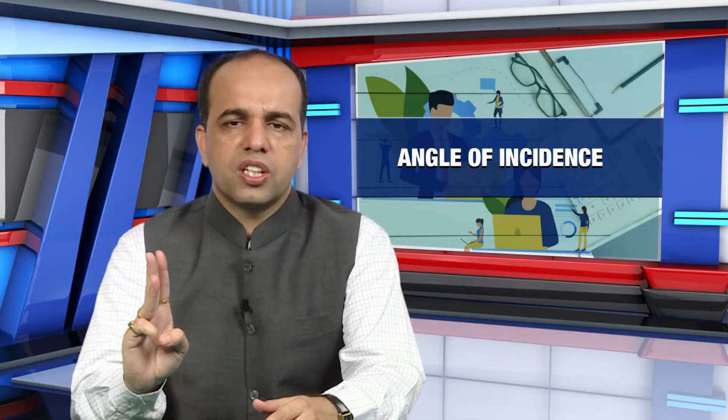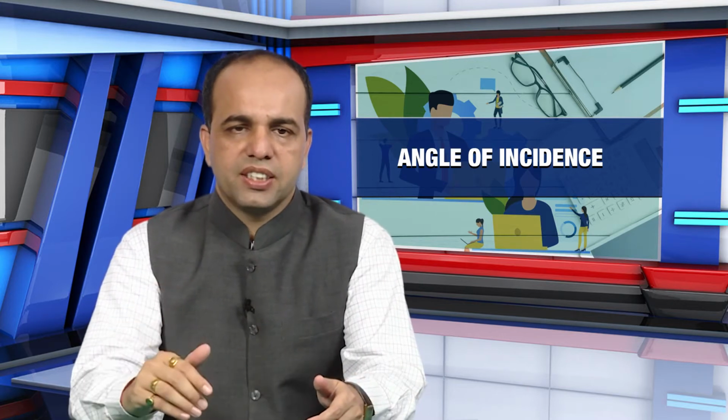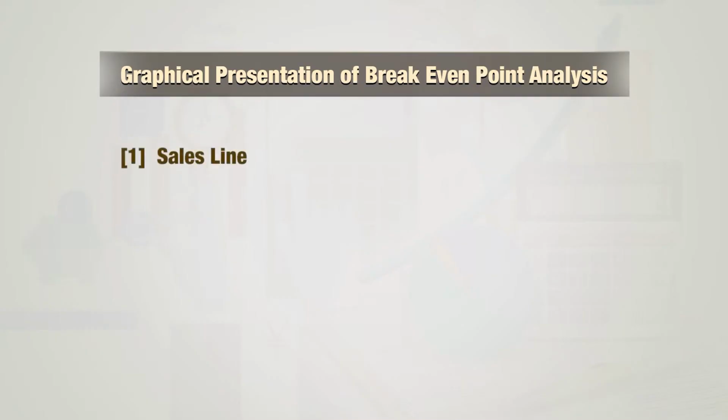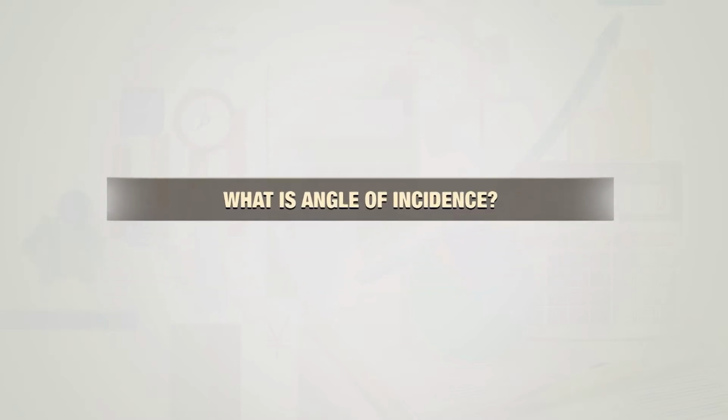There are 3 important lines in graphical presentation of break-even point analysis. These are sales line, total cost line, fixed cost line. The creation of angle of incidence is based on the relationship of these 3 lines. Let us try to acquire information on it. What is angle of incidence?